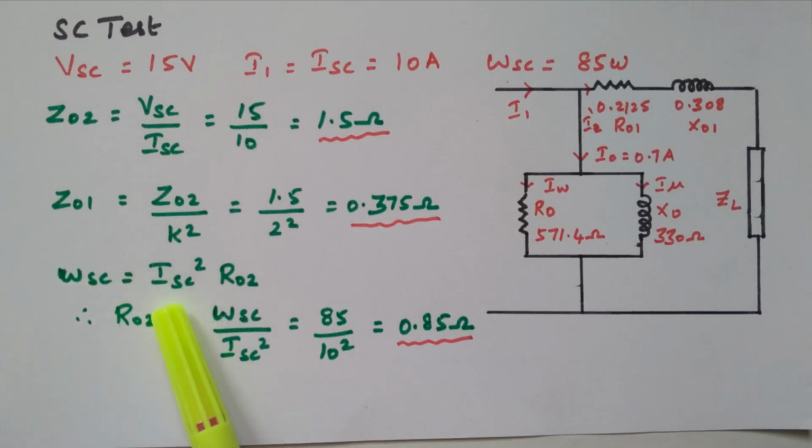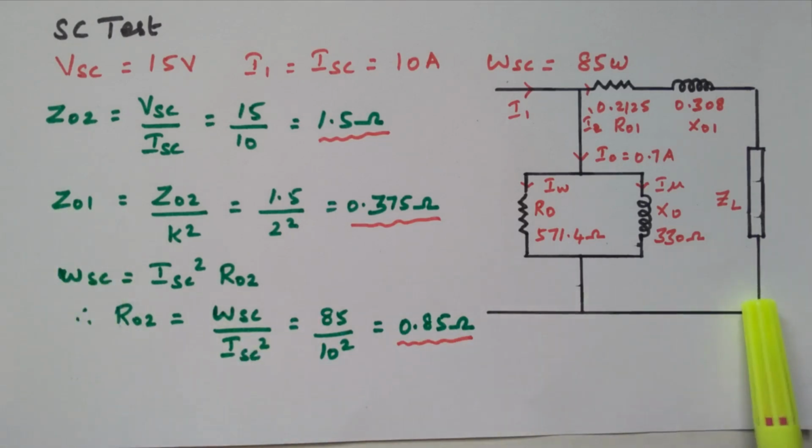Then the power during the short circuit, WSC equal to ISC square into R02. From that we can find the R02 value. R02 equal to WSC divided by ISC square, that is 85 divided by 10 square, that is 0.85 ohm. So these data are available. Now we calculated the R02 value and Z01 is already calculated.